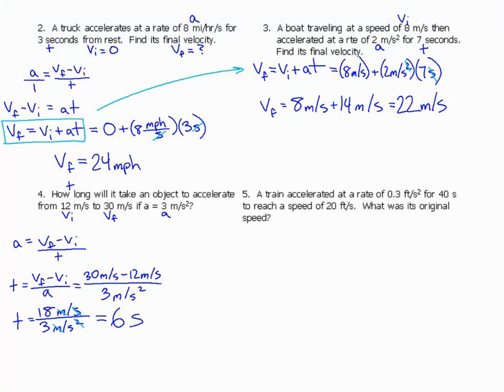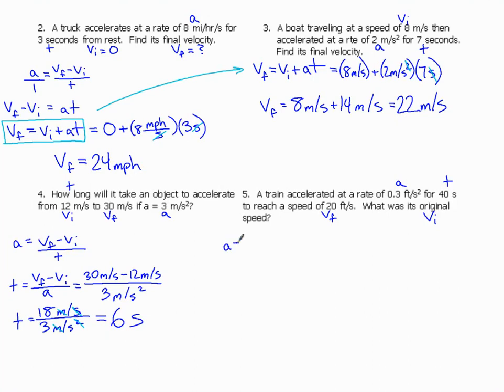Number 5, a train accelerated at a rate of 0.3 feet per second squared for 40 seconds to reach a top speed of 20 feet per second. What was the original speed? Labeling what we have. Acceleration, 0.3 feet per second squared. For 40 seconds, there's our time, to reach a speed of 20 feet per second. Final velocity. The question is asking what was its original speed. That is VI, initial velocity.